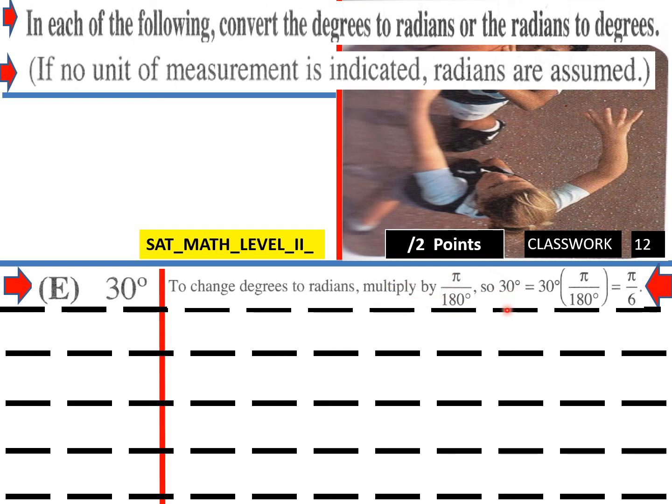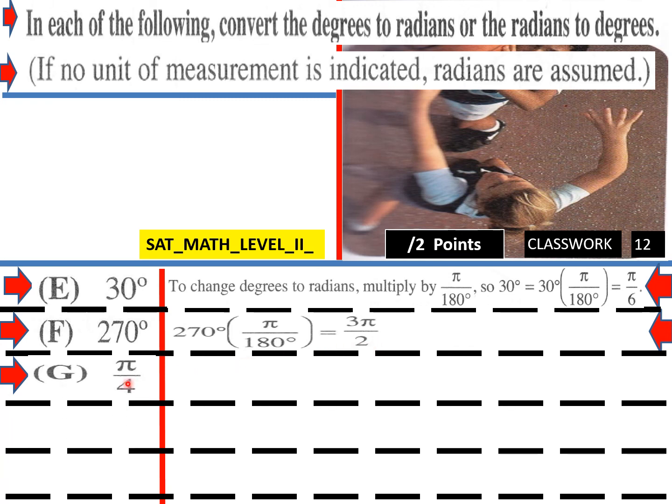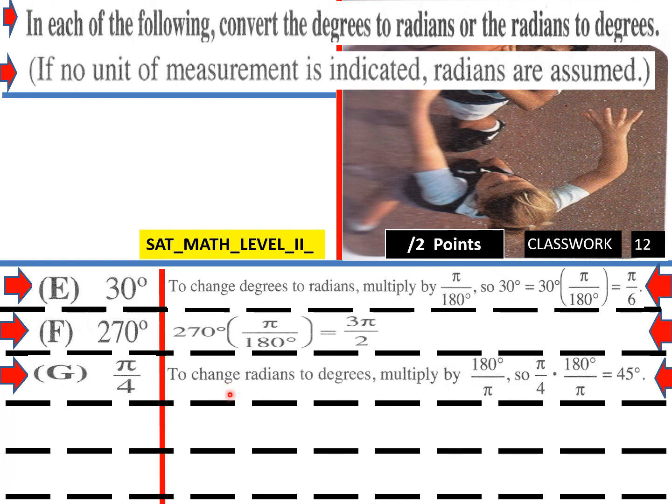So 30 degrees times pi over 180 degrees will equal pi over 6 radians for that one. And then 270 degrees, to do that one, 270 times pi over 180 will equal 3 pi over 2 radians. And then pi over 4, and then we're starting from radians now, moving back into degrees. So we multiply this by 180 over pi. So pi over 4 times 180 over pi will equal 45 degrees for this pi over 4 radians.